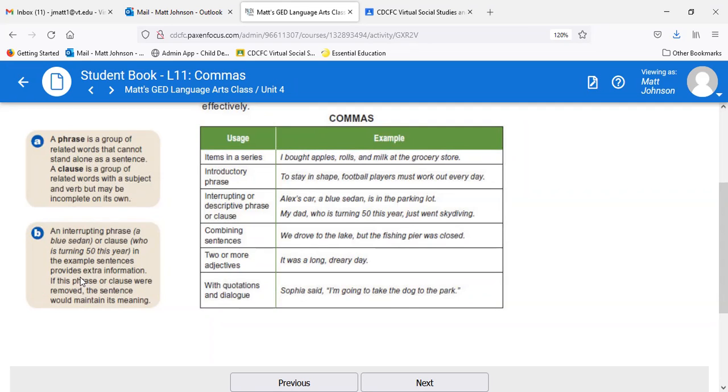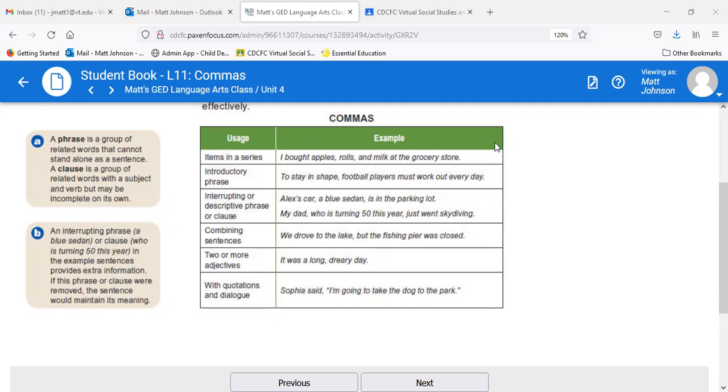But still, whether it's a phrase or a clause, most likely it's not going to stand on its own. And then secondly, an interrupting phrase, a blue sedan, or a clause, like I just said, who is turning 50 this year, in the example sentences provides extra information, right? That's what those interrupting phrases do. If this phrase or clause were removed, you still have a complete sentence, but you're adding information.